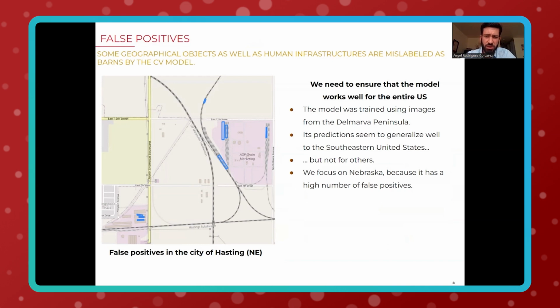The model was trained using images from the Delmarva Peninsula, which is located in Delaware and Maryland, and its predictions are very accurate for the southeastern US, but not for other states. So in a few words, our main concern here is that the model generalizes poorly outside of its training distribution. Obvious reasons for this would be landscape differences between different regions in the US, for example. In the case of Nebraska, it flags almost anything that appears to be rectangular as a poultry barn. So because the accuracy in this state is particularly low, we consider it a great candidate for checking the model's performance and to fine-tune it by applying our filters.